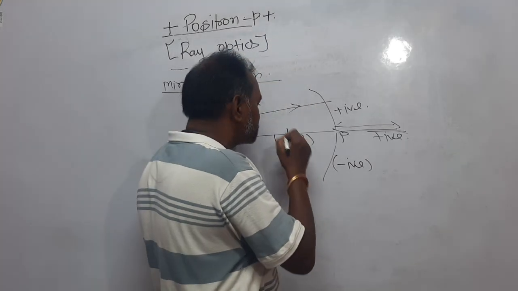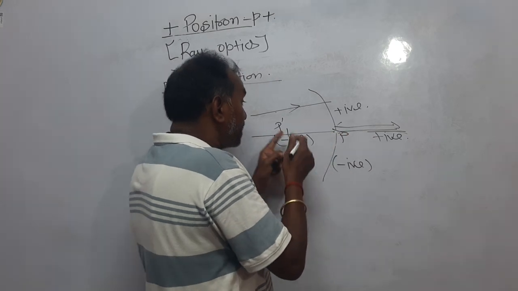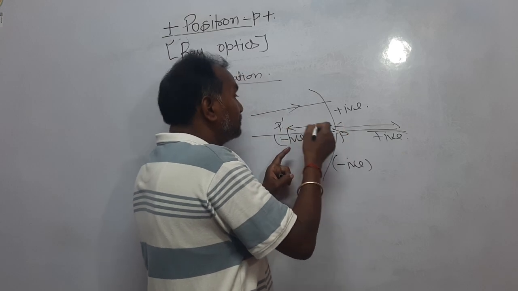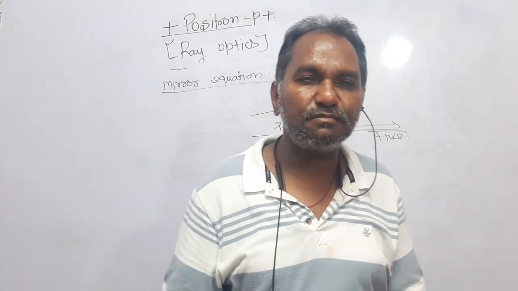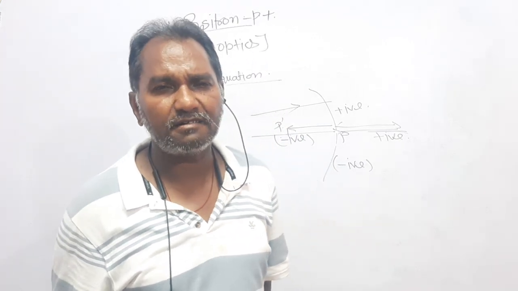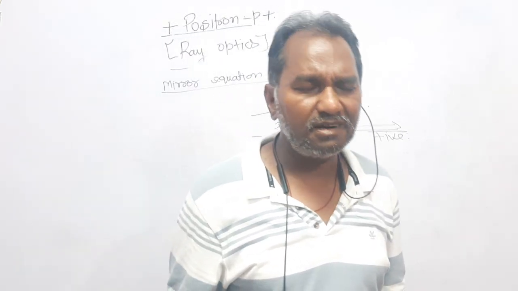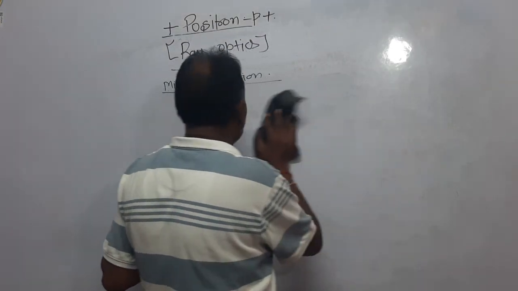If a point is P dash, that is left to the pole, in order to measure the distance of P dash from P, you have to come left, which means you have to come opposite to the incident ray. In that case, the distance measured would be considered negative. So all the distances measured in the direction of the incident ray are considered positive, and the distances measured opposite to the incident ray are considered negative.